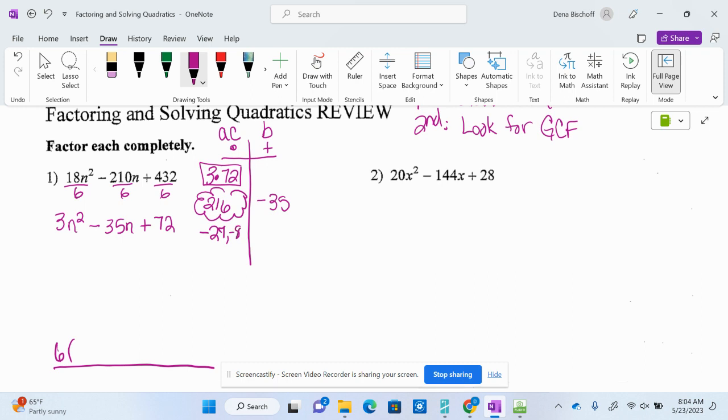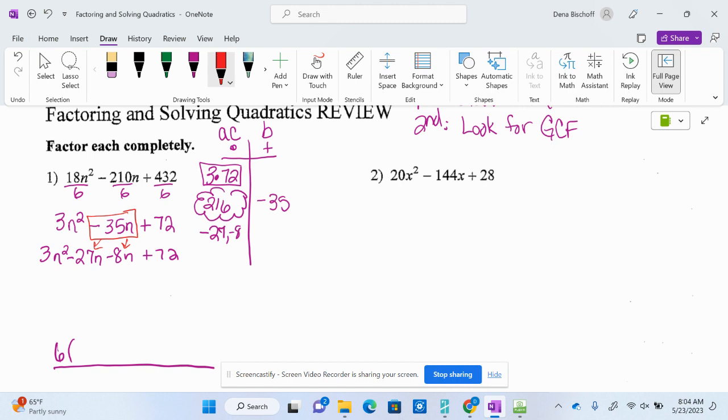So my leading coefficient is not 1. That means I have to factor these by grouping. So I have 3n squared minus 27n minus 8n plus 72. All we're doing when we factor by grouping is taking this term right here and breaking it up into two terms. Negative 27 and negative 8 give you the negative 35. We're just doing that so we have 4 terms.